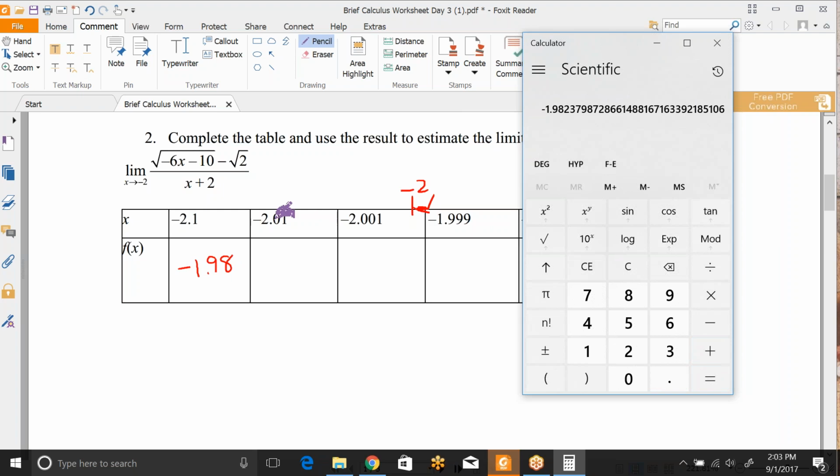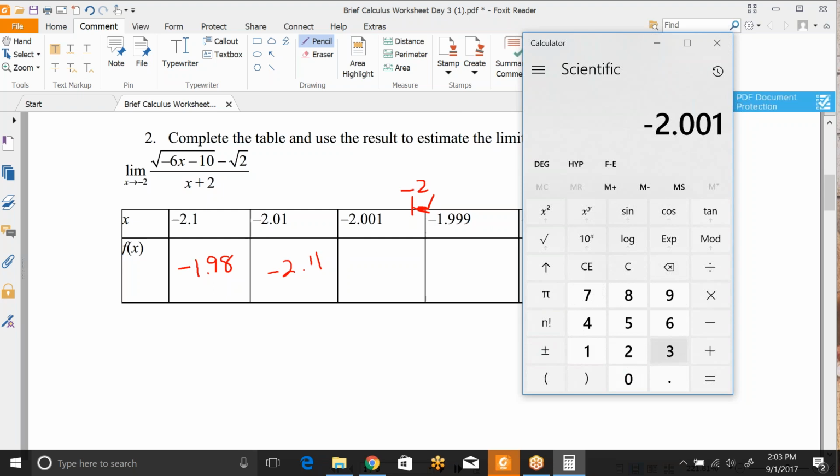Okay, let's do negative 2.01. So there's not really anything hard about these, you just have to type it in. So times negative 6, and then minus 10, square root, minus the square root of 2, hit enter, divide it by parentheses 2.01 that is negative, and then plus 2. So this time it's negative 2.11. Okay, let's do the last one on this part, and then we'll do the other side.